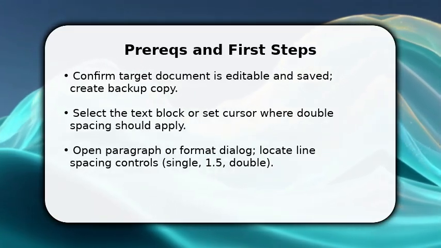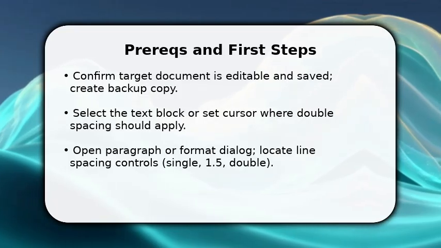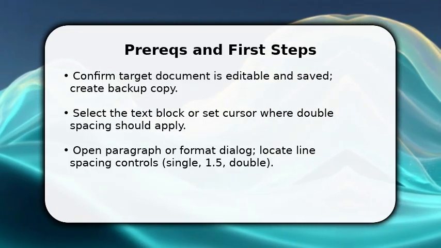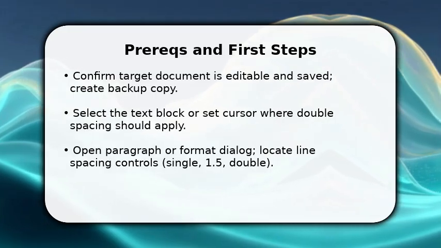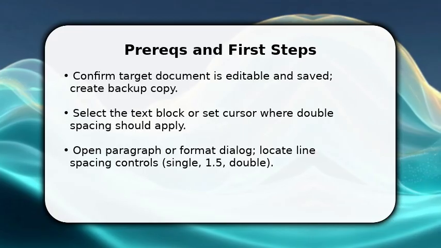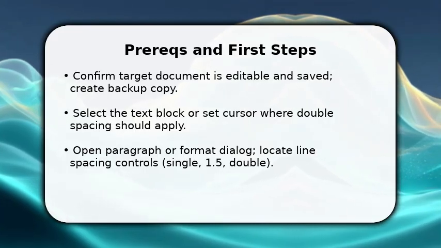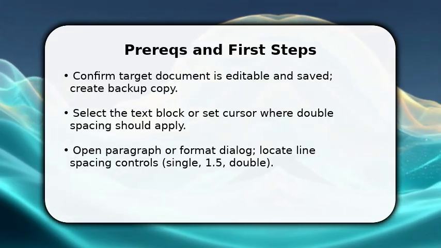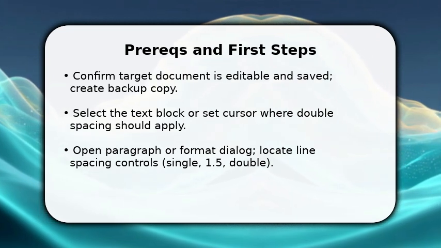Then open the paragraph or format dialog where line spacing is controlled. This is often under Format Paragraph or a toolbar icon. Make sure to locate the explicit double option rather than using manual returns, because that preserves structure and downstream formatting.